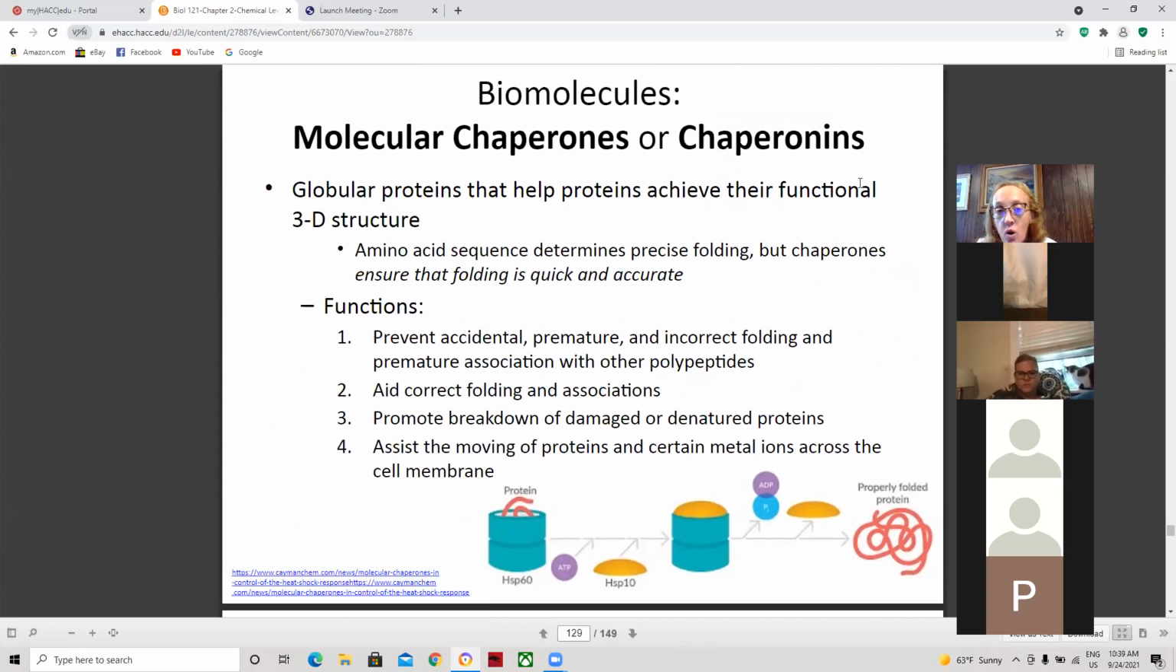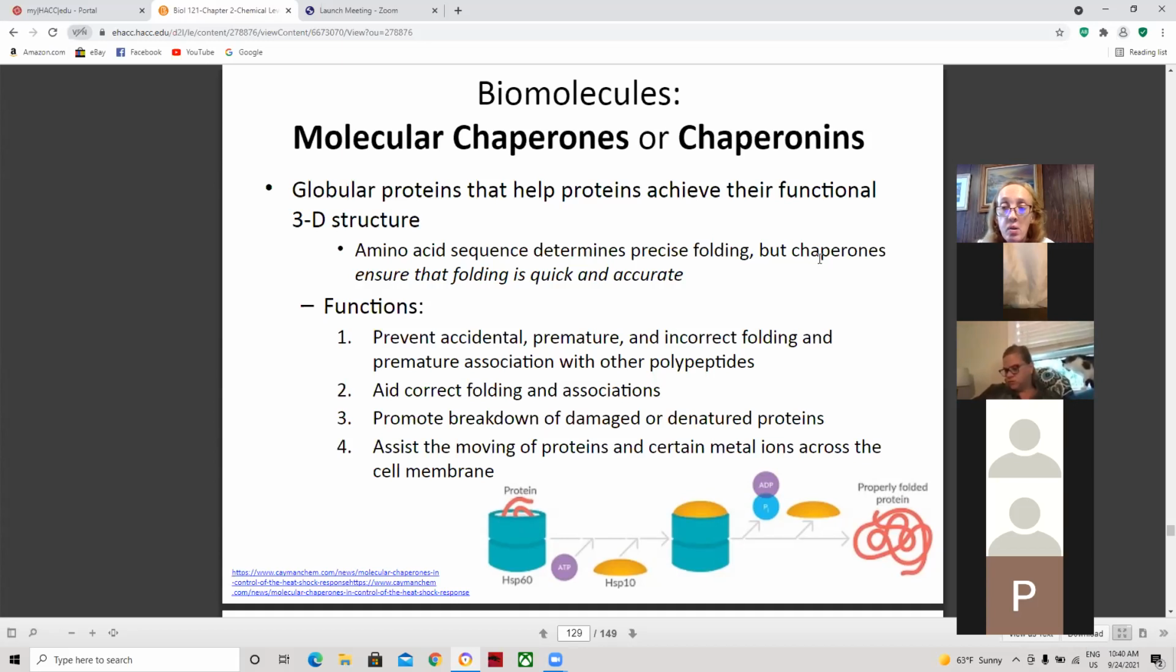So chaperones are globular proteins that help proteins achieve their functional 3D shape. Amino acid sequences determine the precise folding, but chaperones will ensure that it's quick and accurate. A lot of proteins can spontaneously fold into their proper shape. Let's not say a lot, let's say some. However, some, depending on what parts of the molecule interact with what parts to obtain the 3D structure, may take more time than is going to work to maintain life. Some proteins may take hours to fold when we need them within minutes.